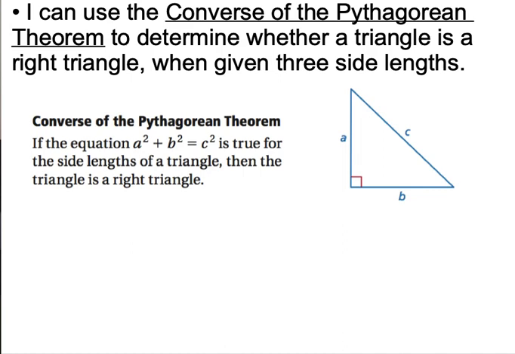So in this lesson, I can use the converse of the Pythagorean theorem to determine whether a triangle is a right triangle when given three side lengths. The converse of the Pythagorean theorem states if the equation a squared plus b squared equals c squared is true for the side lengths of a triangle, then the triangle is a right triangle. Let's look at some examples here.